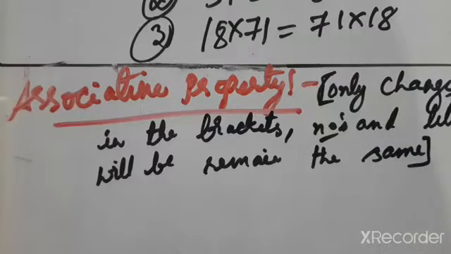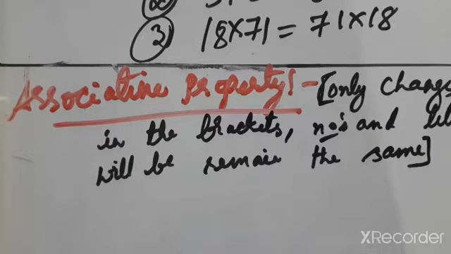Now next is the associative property. Associative property means only changes in the brackets, and numbers and letters will remain the same. Most of the time the associative property is used with three terms. When whole numbers are being added or multiplied, they can be grouped in any order and the result will be the same.